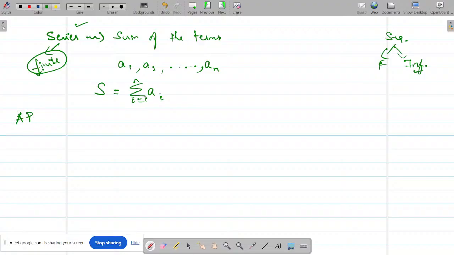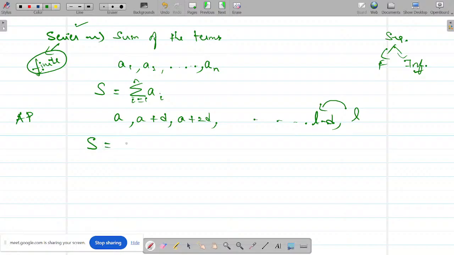Since we are following arithmetic progression, what will be my first term? A. What will be the next term? A plus D. Goes on A plus 2D, A plus 3D. What is the last term? A plus n minus 1 into D. For convenience sake, let me have it as L. Earlier term will be L minus D. To travel to the right side, plus D. Reverse, minus.